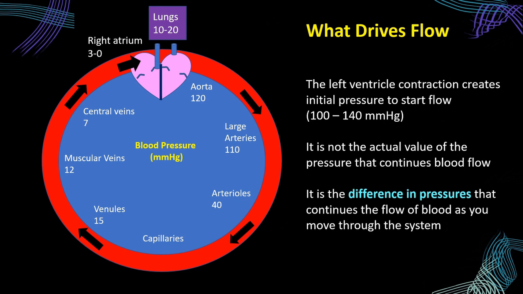Then when I drop down to the arterioles, it may drop down to 40. And then in the capillaries, it would be lower than that. And the venules will be about 15, and the muscular veins about 12, and the central veins about 7, till we come back to the right atrium, and that is somewhere around 0 to 5 millimeters of mercury. So we are constantly dropping pressures as we are moving through the system, and it's the change in pressure that is driving the flow.